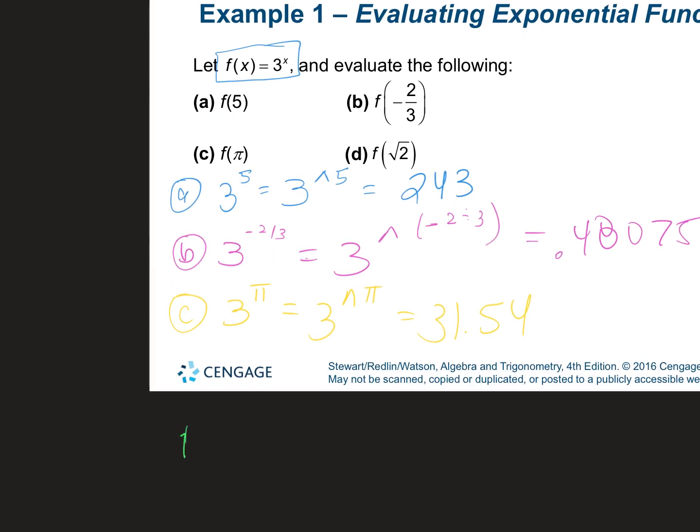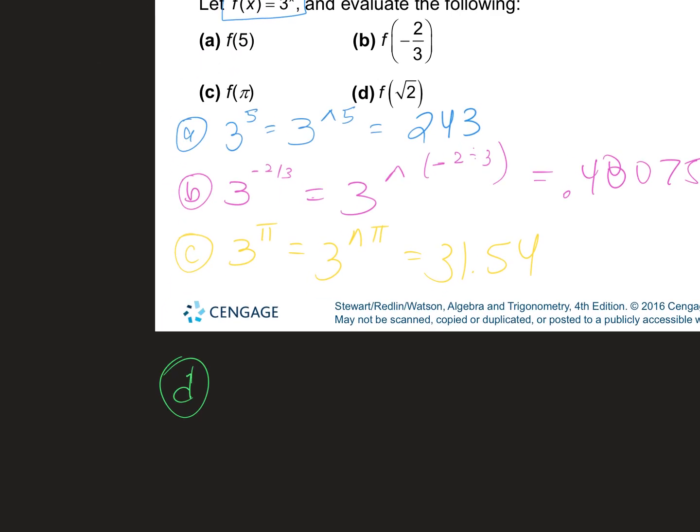And then D is telling you to plug in the square root of 2. So you have 3, you hit the caret button, and then the square root of 2. You might need to put it in parentheses. Some calculators do it for you, some don't. But if I have 3 to the square root of 2 power, I got what?